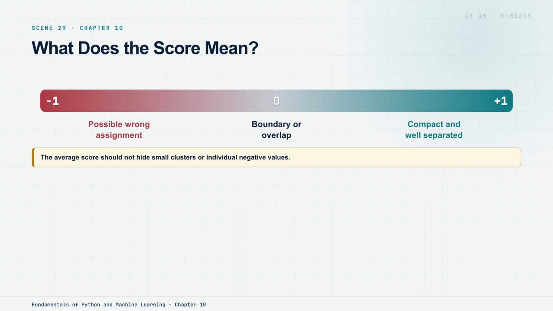from neighboring clusters. A value near 0 suggests that the observation lies near a boundary or overlapping region. A negative value suggests that the observation may be closer, on average, to another cluster than to the one it was assigned.